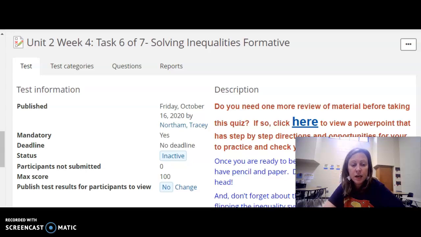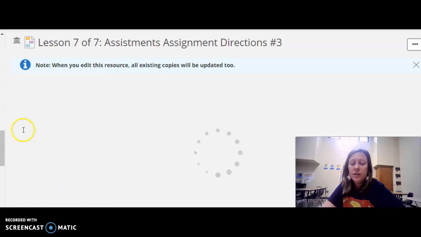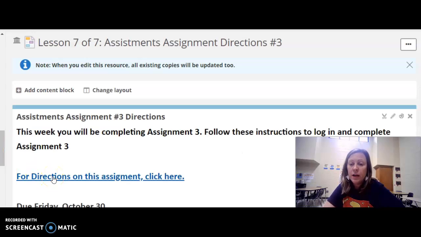There is one more assignment that is your assessments, okay? I told you last week you didn't have a new one, so this week you get a new one, and it is assignment number 3, okay? So here are directions for you to follow, linked here. You are going to the same exact place that you did for 1 and 2, so hopefully this third one is going to be easier for you.